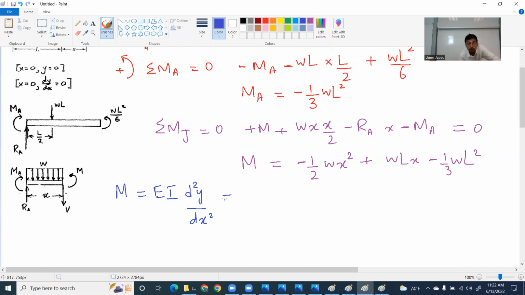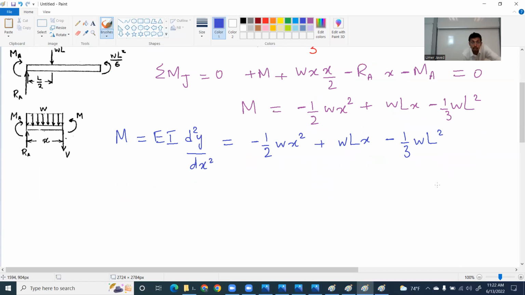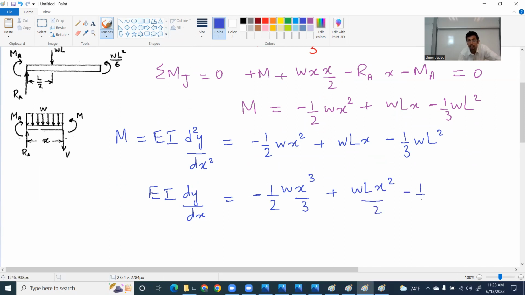Now, what will this be equal to? Minus half W x square, minus half 1/3 WL square. This is a cantilever problem, as you know. Do the integrations and tell me. The first integration will give you EI dy by dx equal to minus half W x power 3 divided by 3 plus WL x square by 2 minus half 1/3.